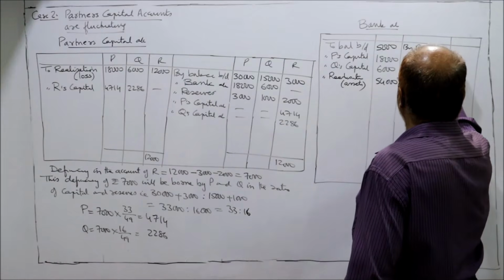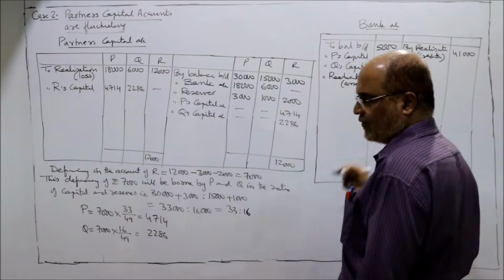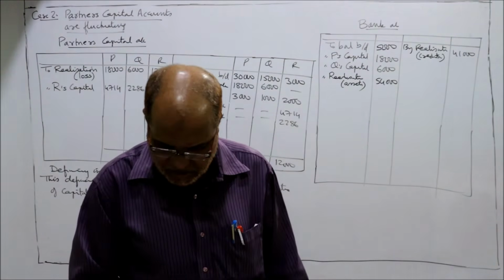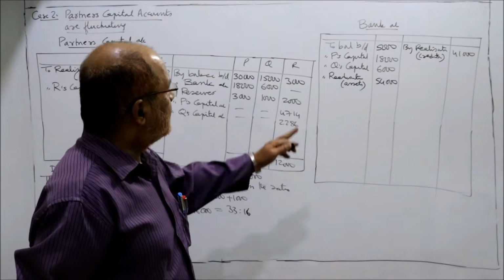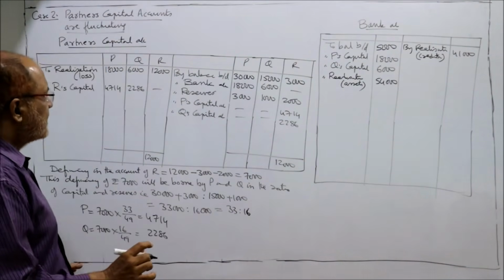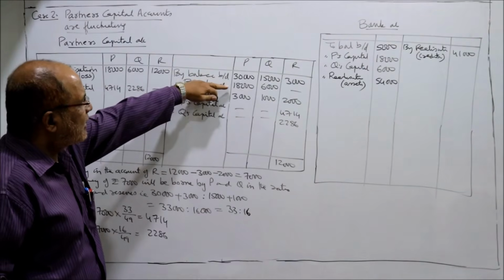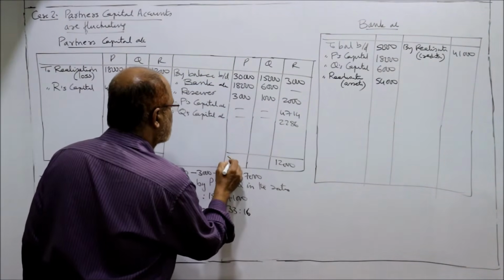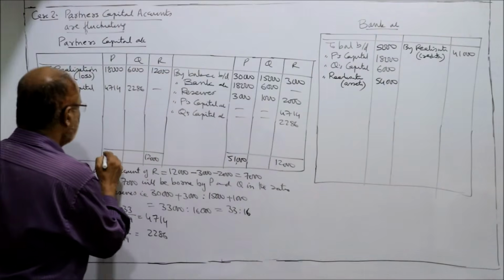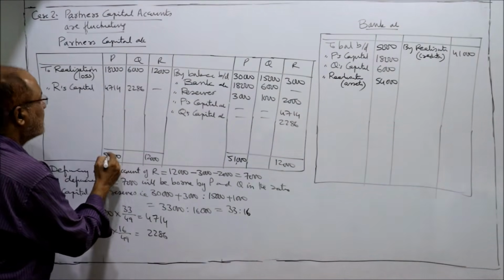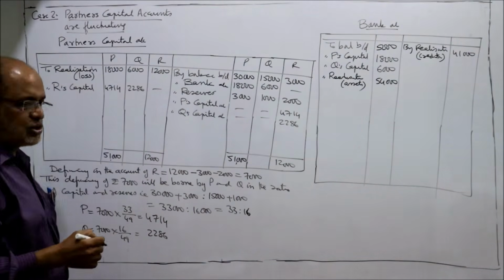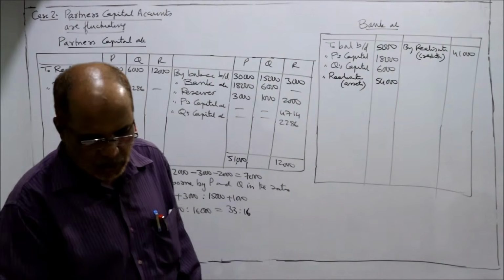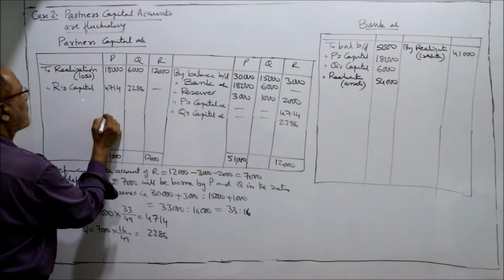Creditors. How much are creditors paid? 41,000. Right. Then P's capital over. Now we have to make the settlement. 30, 40, 48, 49, 50, 51. 51,000 is the total on the credit side. 51,000 minus these two amounts, so the remaining balance will be 28,286.